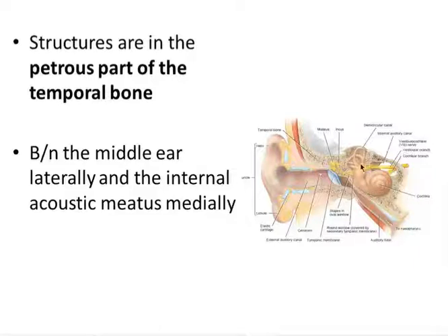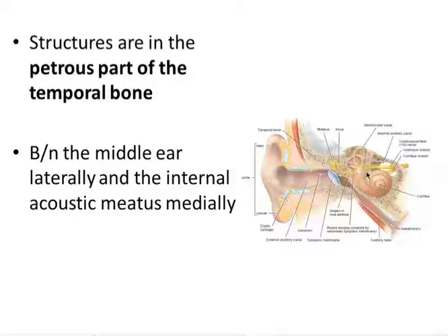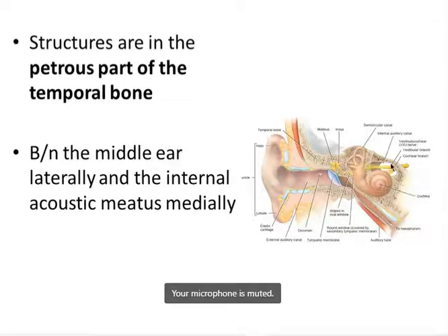Here you can see, the part which is lateral to the internal ear is the middle ear cavity, or the tympanic cavity. The medial structure, which lies medial to the internal ear, is the internal acoustic meatus. This opening is the internal acoustic meatus, through which the facial and vestibulocochlear nerves pass. So the internal ear lies between the internal acoustic meatus here and the middle ear cavity.